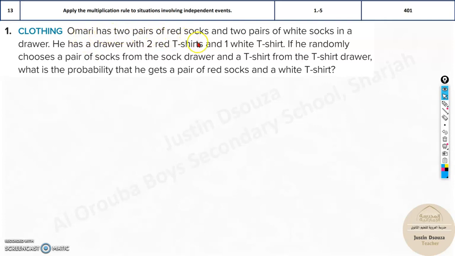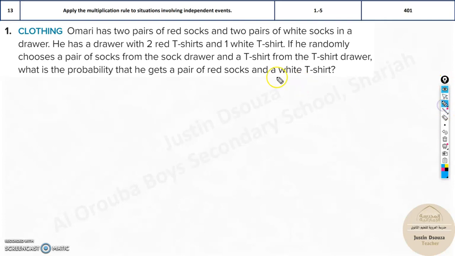Omari has two pairs of red socks and two pairs of white socks in a drawer. He has a drawer with two red t-shirts and one white t-shirt. If he randomly chooses a pair of socks from the sock drawer and a t-shirt from the t-shirt drawer, what is the probability that he gets a pair of red socks and a white shirt?